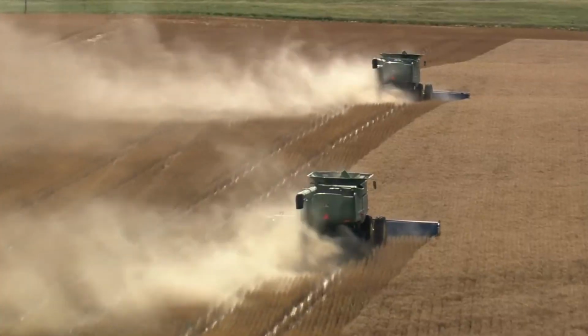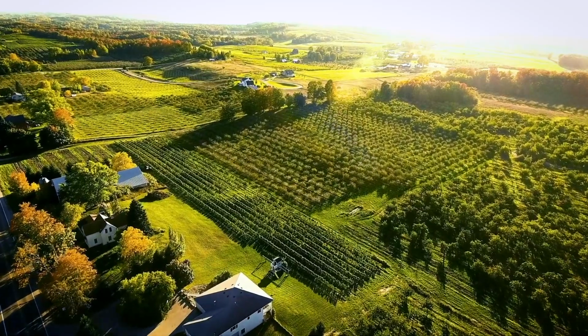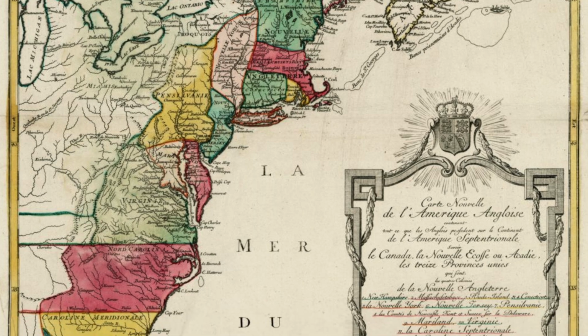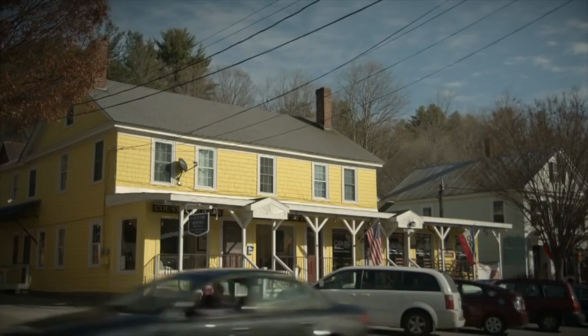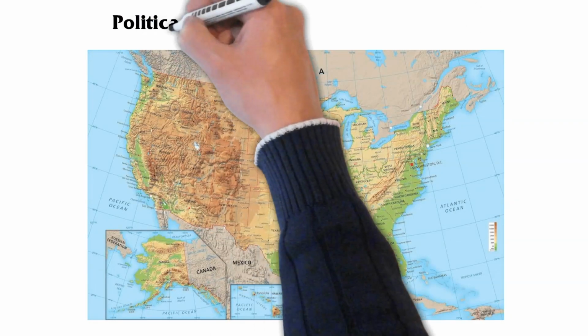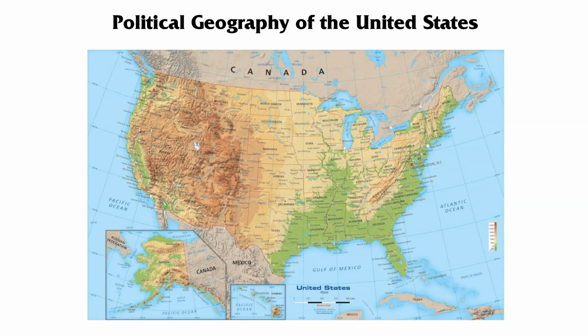Geography has been an important variable in the development of the United States, bringing the 13 colonies together, giving economic logic to the expansion of slavery, and shaping distinct political and cultural zones. To see why, join me for this brief look at the political geography of the United States.